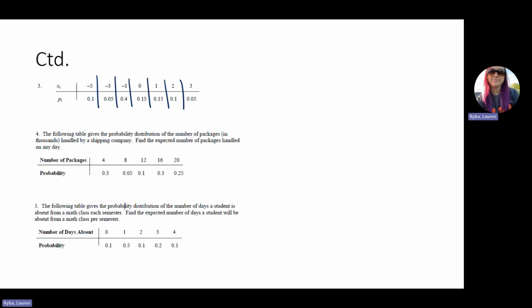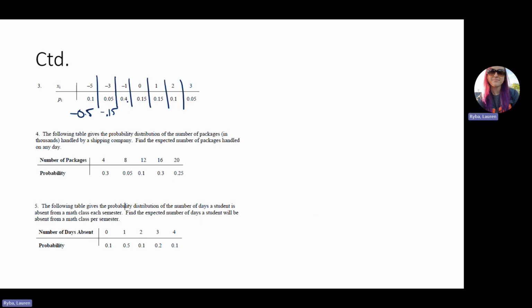So -5 happens a tenth of the time. So if I multiply -5 times 0.1, I'm going to get -0.5. -3 happens 5% of the time, or 0.05. So if I multiply those together, that's going to be -0.15.